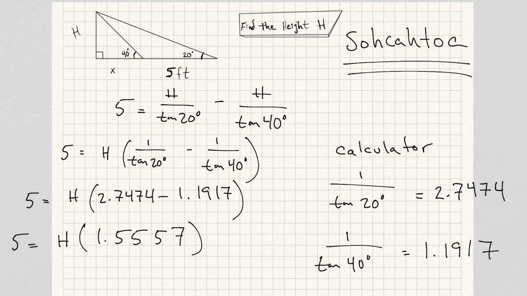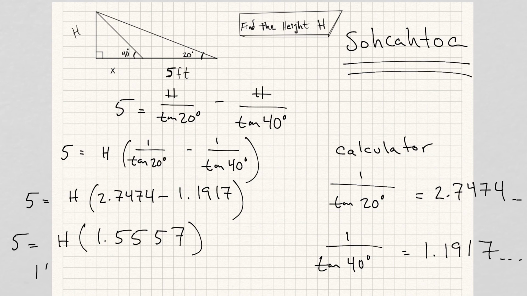1.5557. Remember, this is approximate. These are approximate values. Remember, these decimals sometimes just keep on going, so it doesn't have to be exact. With 4 places, you're getting really close. So remember, this isn't going to be exactly exact. So 5 divided by 1.5557.